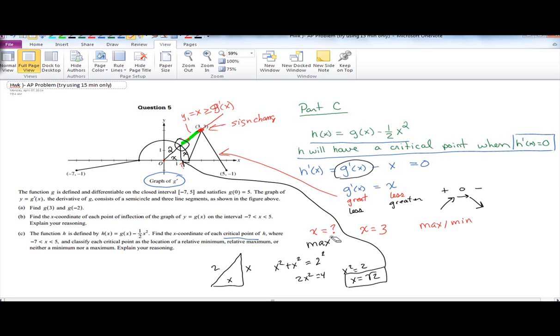So now I know x is no longer question mark, it's radical 2, and I have a max, and at x equals 3 there's a plateau point. So we would call that neither.